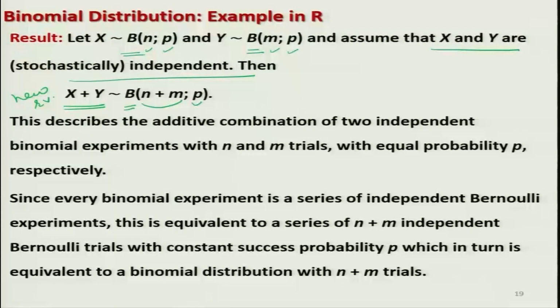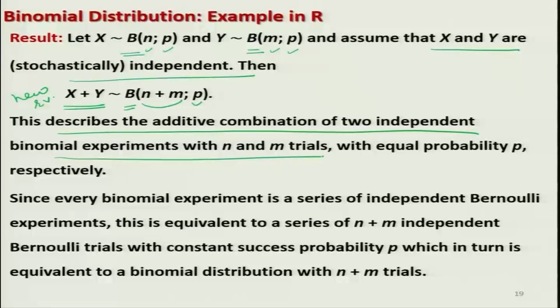So, this is actually the additive property, and it describes the additive combination of two independent binomial experiments with n and m number of trials with equal probability, say p, and this can be extended also. If you try to see, this is not really difficult to understand, although there are rigorous proofs. Here you can see that these results can be viewed as follows.